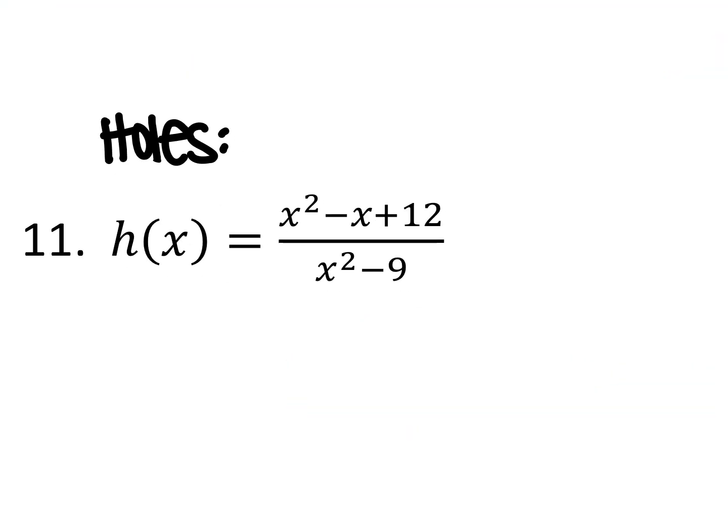Number 11 has a typo. The numerator should be -12. I'm going to change this. It should say -12. How do we find the holes? What does our cheat sheet say to do? Awesome. We want to factor. So let's factor our numerator. What are 2 factors of -12 that add to -1? 4 and 3. So negative 4 and positive 3. Perfect. So here we have x minus 4 and x plus 3.